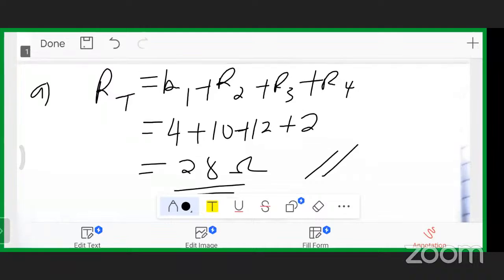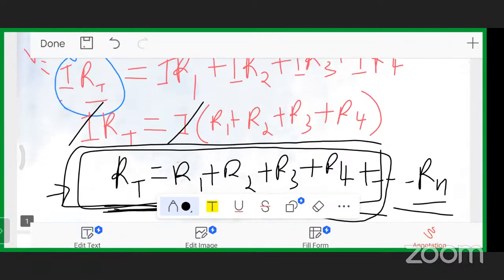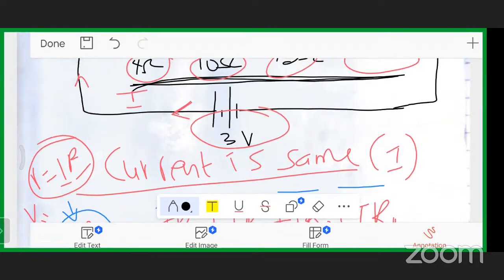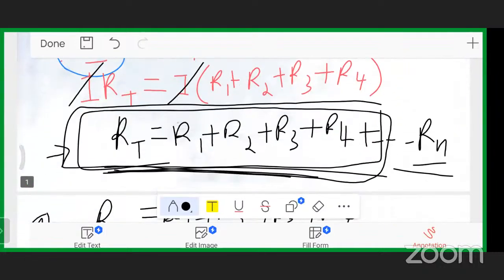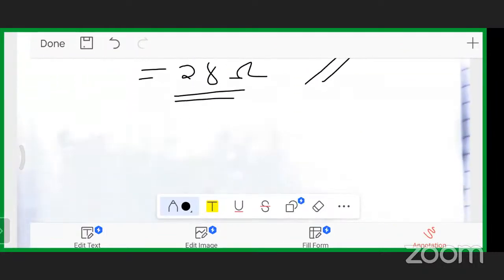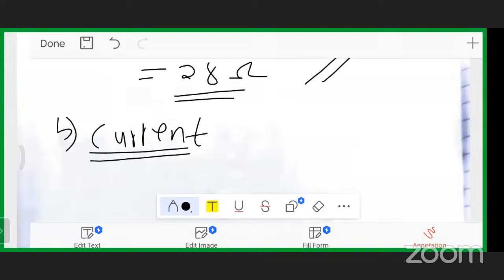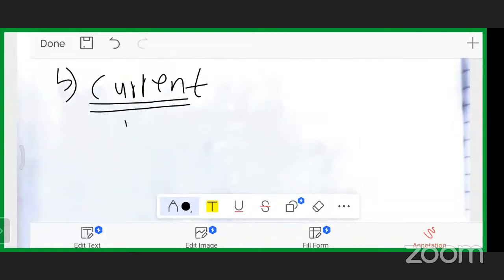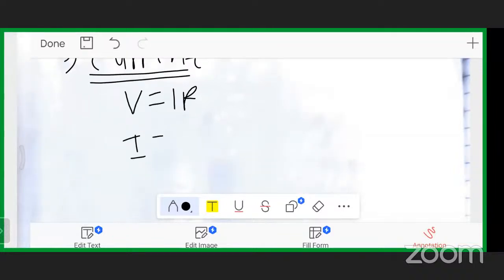We may also be interested to know the total current in this circuit. Another question can be asking you to find the total current flowing in the circuit. You say the current is the same, so what is its value? Let's try and find the total current. Again, you'll use Ohm's law. From Ohm's law, V is equal to IR. The total current I should be the total voltage supplied divided by the R effective or R total.